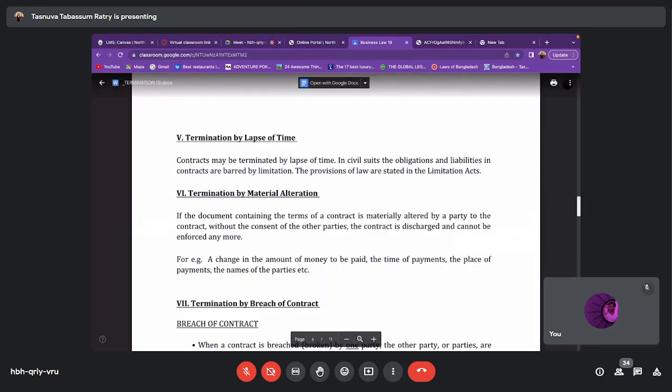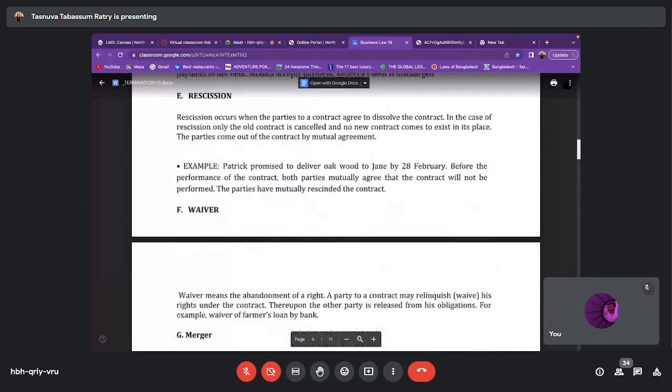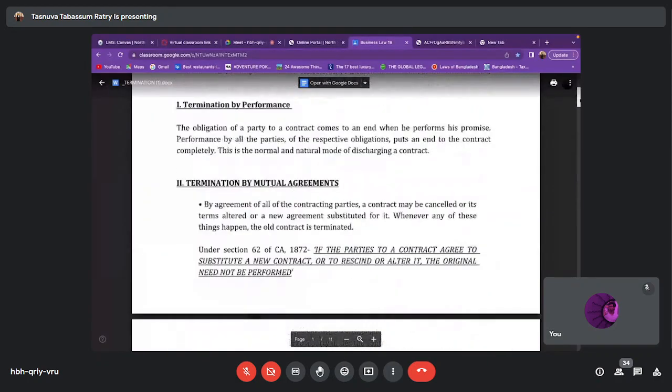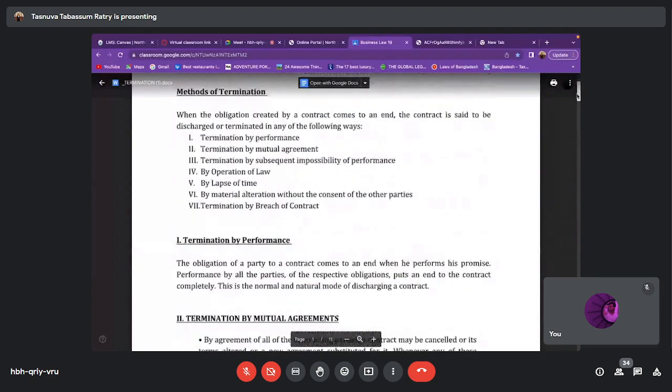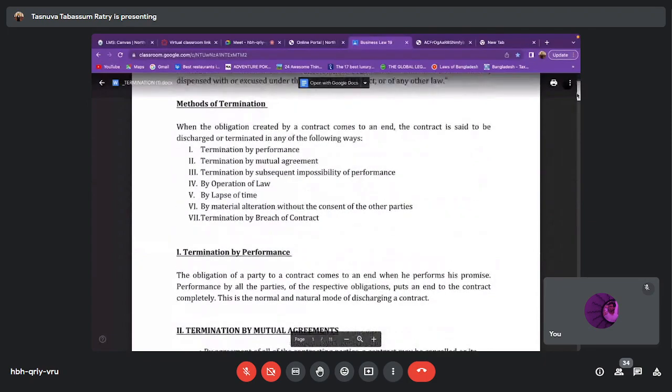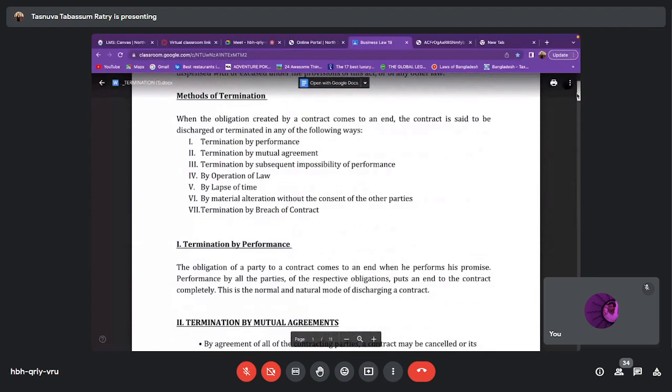enforced. আমরা এতক্ষণ যেটা পড়লাম, we saw all the methods through which a contract can be terminated. আপনারা একটু নোট ডাউন করে নেন, 7টা মেথডের মধ্যে termination by performance, termination by mutual agreement, termination by subsequent impossibility of performance, by operation of law, by lapse of time, and by material alteration without the consent of the other parties. These are the 6 methods of termination in general that we discuss whenever we're discussing methods of termination.